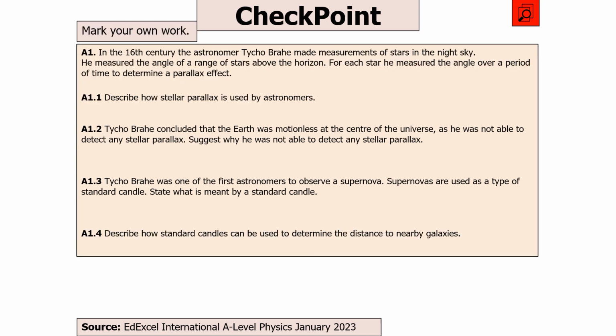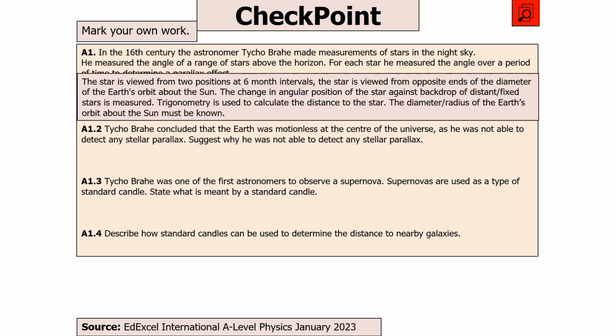Right, so the first one is explain what stellar parallax is. So that's when a star is viewed from two positions at 6-month intervals, half the orbit of the Earth. So the star is viewed from opposite ends of the diameter of the Earth's orbit. The change in angular position of the star against the backdrop of the distant, fixed stars and galaxies is then measured. We can then use trigonometry to calculate our distance to the star with the right angle triangle. The radius of the Earth's orbit must be known for us to work it out, because it's one of the sides of our right angle triangle.